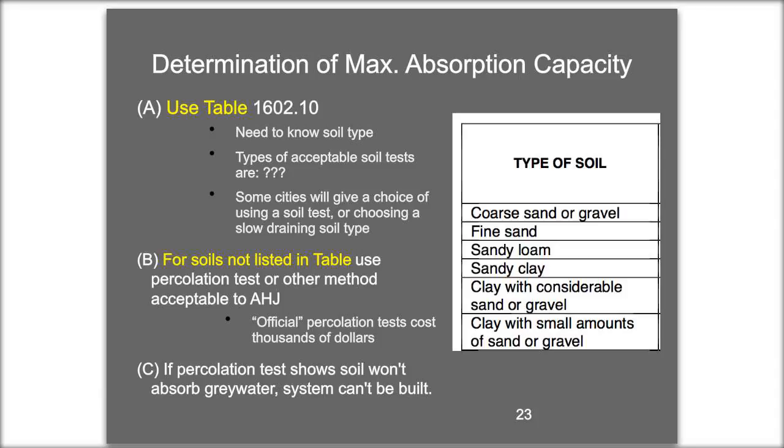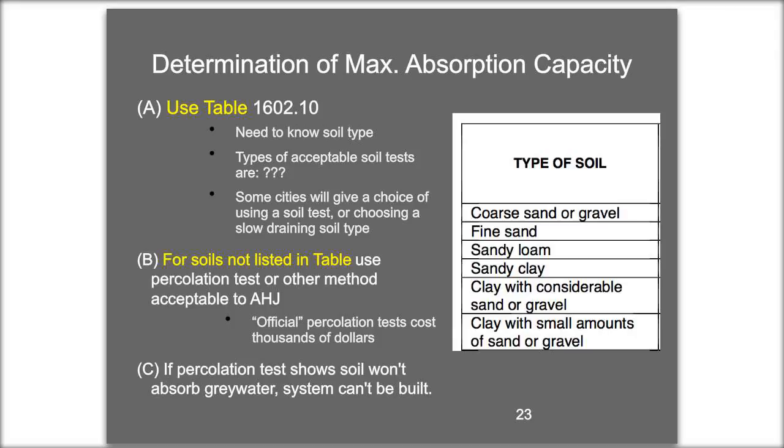1602.10 is on the right, a little piece of it. You need to know the soil type. And as you look at that table, you can see the soil types don't really match up with common soil types in other situations. So there is kind of that challenge of the code isn't quite aligned with what are actual common soil types. The soil types in this table in the code are coarse sand or gravel, fine sand, sandy loam, sandy clay, clay with considerable sand or gravel, and clay with small amounts of sand or gravel. So you're going to have to figure out which type of soil you have based on those types, and then you can do a calculation.